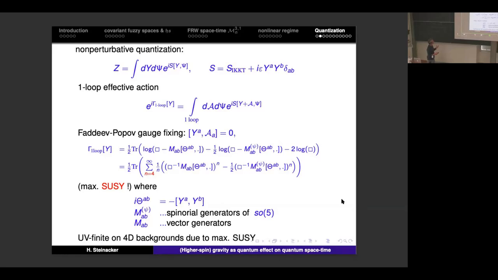Now you compute this at one loop. Standard way, you can do Faddeev-Popov, no problem. But you get the trace log. This is the usual trace log formula for the one loop effective action. Because of supersymmetry, now this is the crucial thing, the first three terms here cancel identically, independent of background. And the first non-trivial term here is actually the fourth power of the propagator.